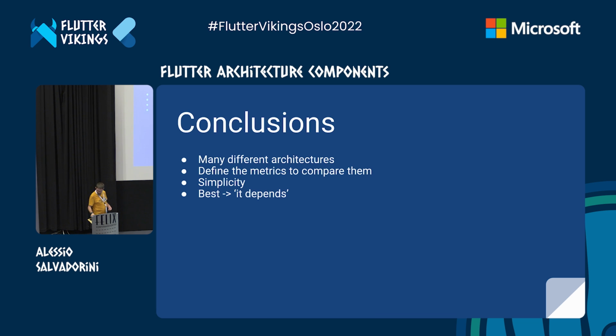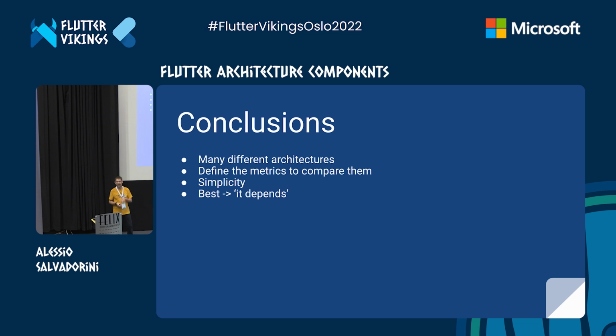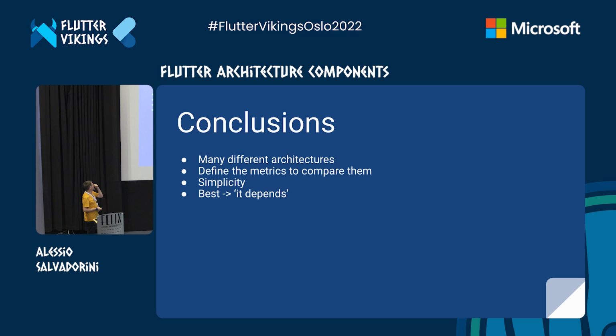So to conclude, I hope I'm in time, yes. There are many different architectures. Some of them are better than the others, but we need to define what we mean by better, and we need to understand based on which metrics we define better architectures. For me, it was simplicity. I like things to be very simple, so I think that this approach with Riverpod and ChangeNotifier is extremely simple, easy to follow, and it works beautifully. And unfortunately, which one is the best state management package? It depends. It depends a lot.